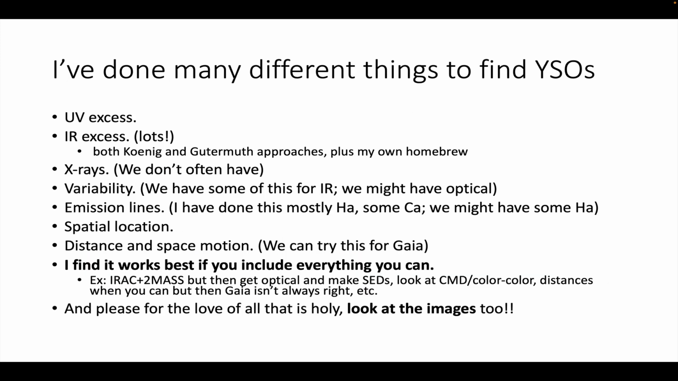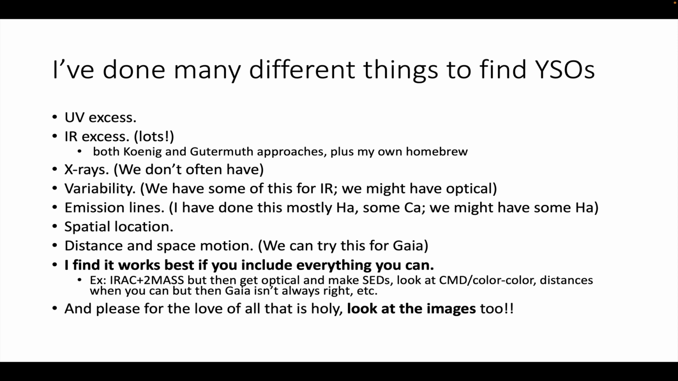I've done many different things to find young stars over my career. I've used UV excess. I've used tons of infrared excess searches, both the Koenig and Gutermuth approaches, plus my own homebrew version. I've used X-rays. We don't often have it for NITARP projects. I've used variability. We've got some access to some of that for infrared. We might have optical depending on what NITARP teams are doing in what region.